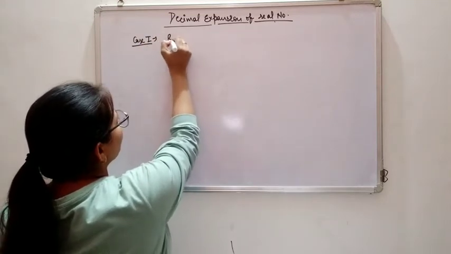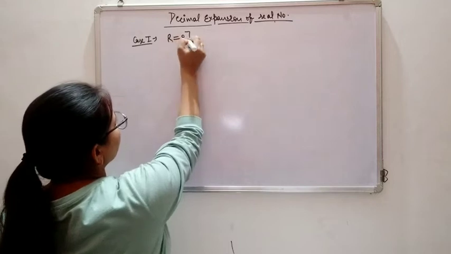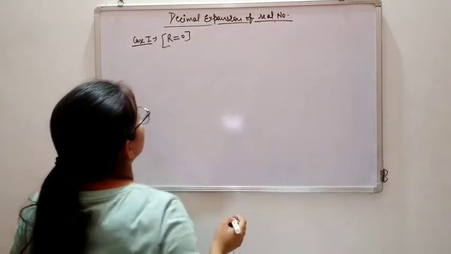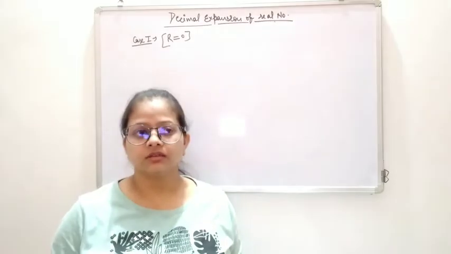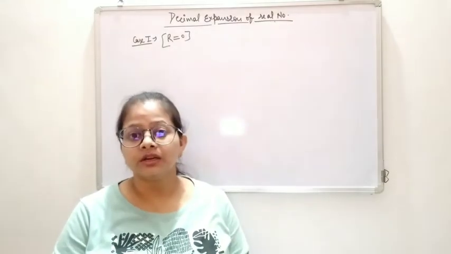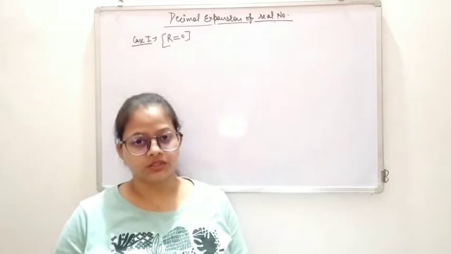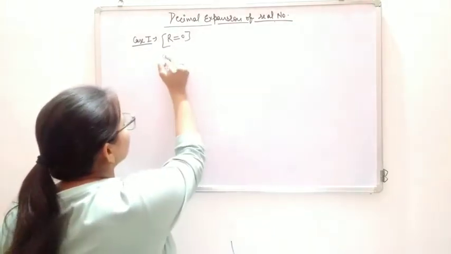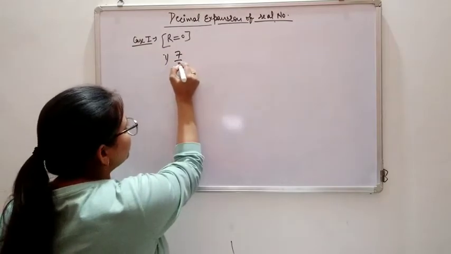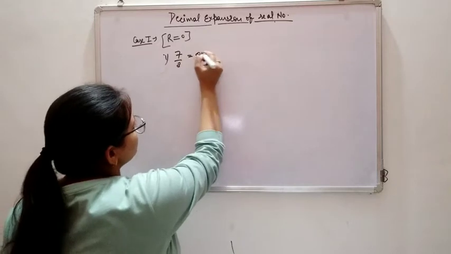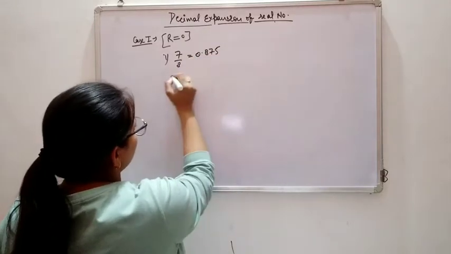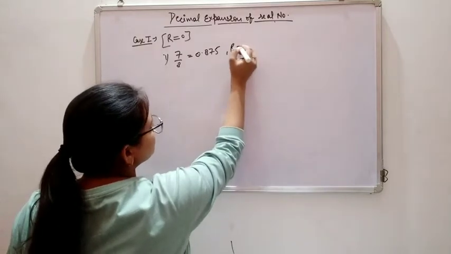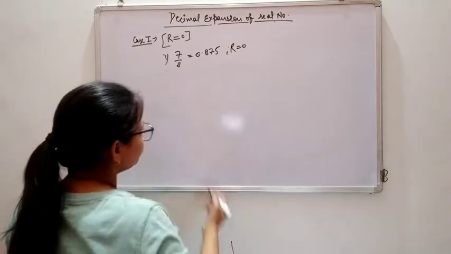When the remainder becomes 0, right? In the previous example, 7 upon 8, we found that the remainder becomes 0 after some steps. The decimal expansion of 7 upon 8 was 0.875 and the remainder was 0.